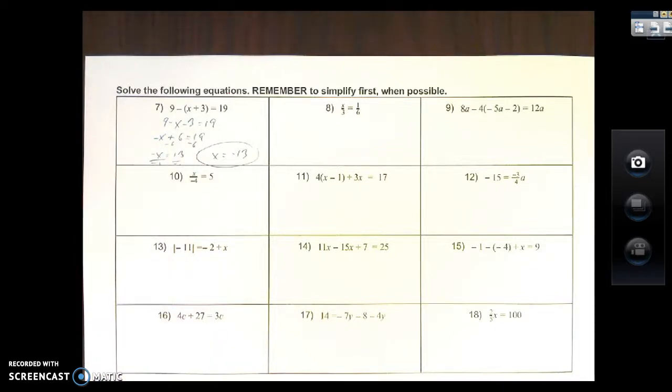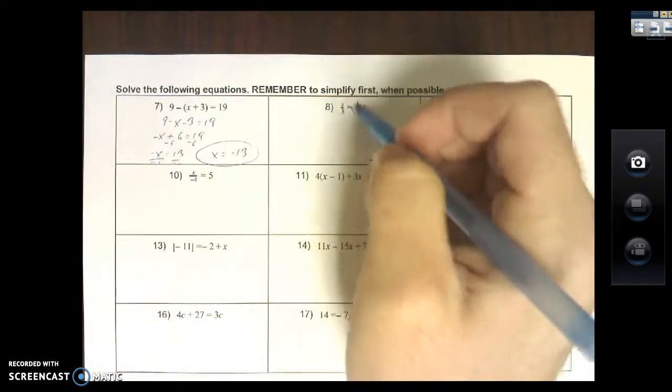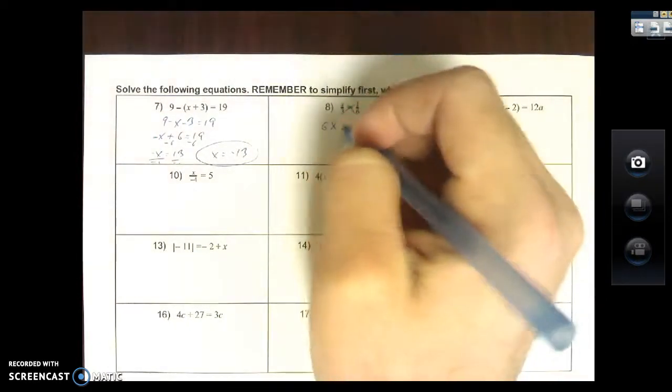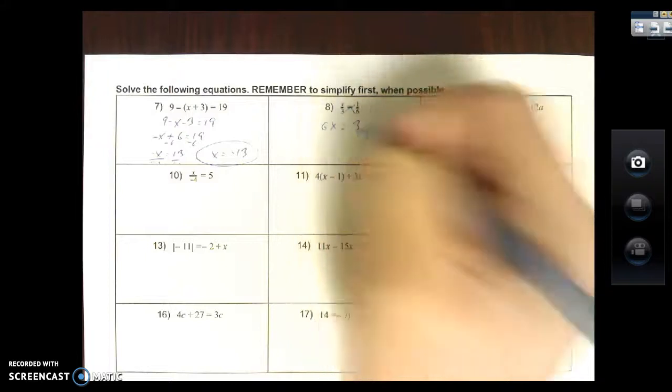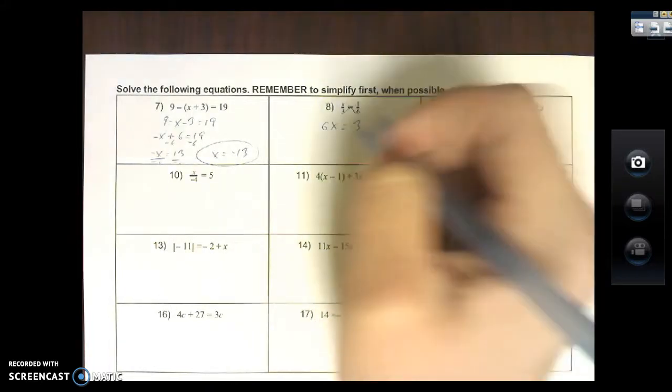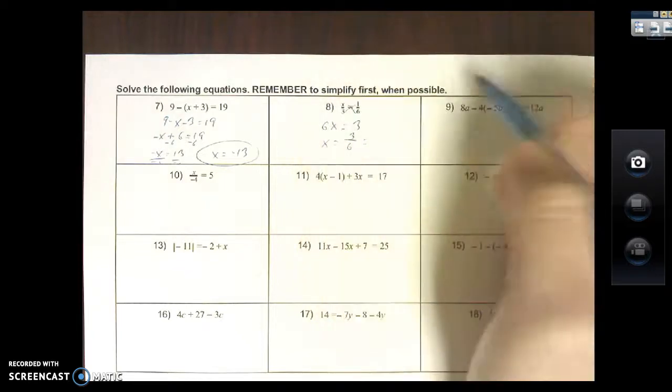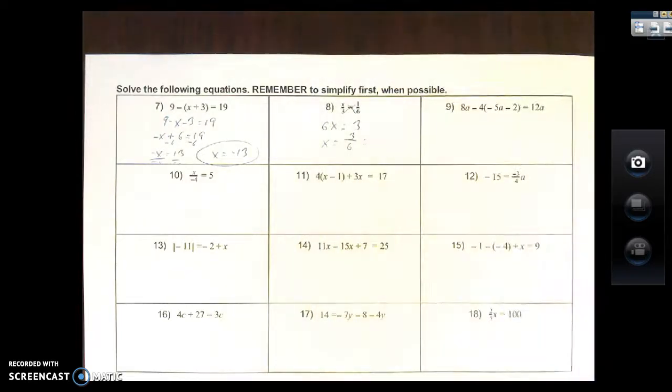Number 8. When you have two fractions equaling one another, hopefully you guys recall something called the cross multiplication method. It's when I can do a little x right here. x times 6 is 6x. 3 times 1 is 3, and I can divide both sides by 6. Now, always want to reduce things down. Just to give you guys a little heads up.